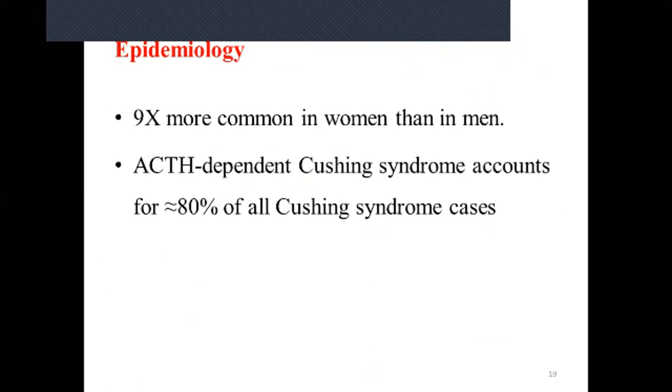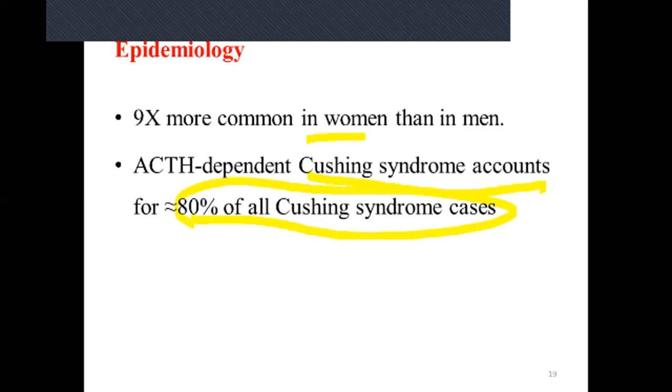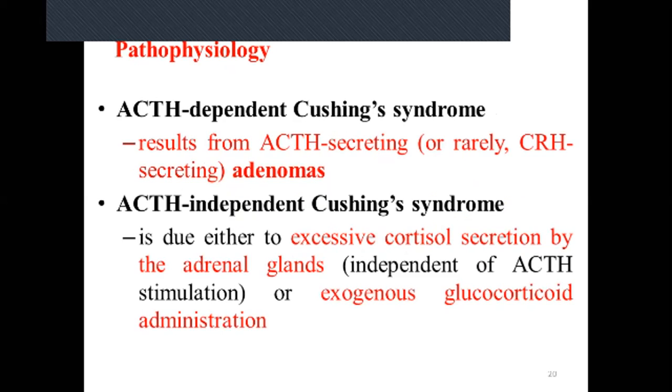Lastly, when you look at the epidemiology of this condition, it is very common in women. I don't know why. I tried to search for a reason, but I couldn't get a very perfect answer. It is more common in women than in men, and ACTH-dependent Cushing syndrome is very prevalent. It accounts for almost 80% of all Cushing syndrome causes. So ACTH-dependent is very common.